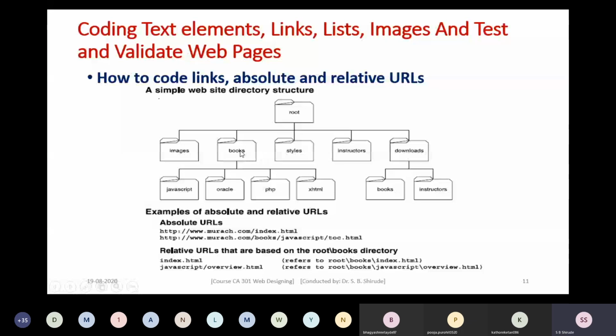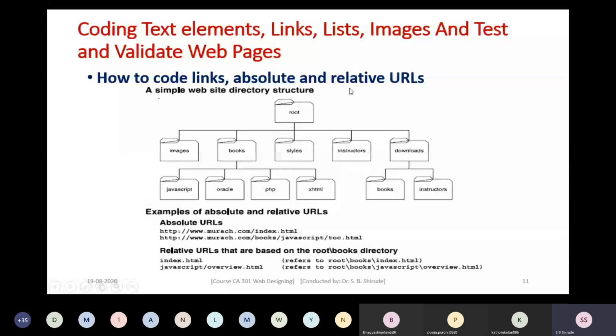So that is relative to the current place where you are. So JavaScript/overview will refer to root books JavaScript overview, because currently we are in the books directory. That is the difference between absolute and relative URLs. It is always better to specify absolute URLs, in case you move things by mistake. But sometimes it is also good to use relative URLs, because if you move this folder from this place to another place, it will still work, because it will be relative to that location.